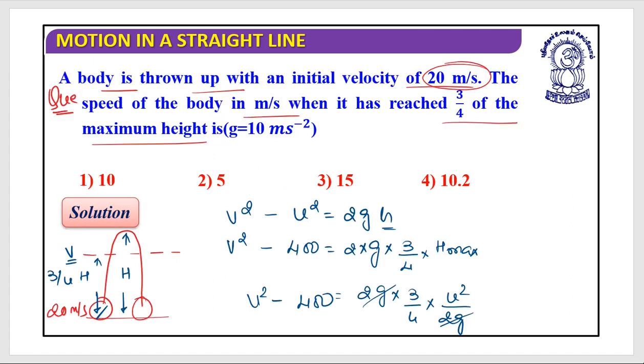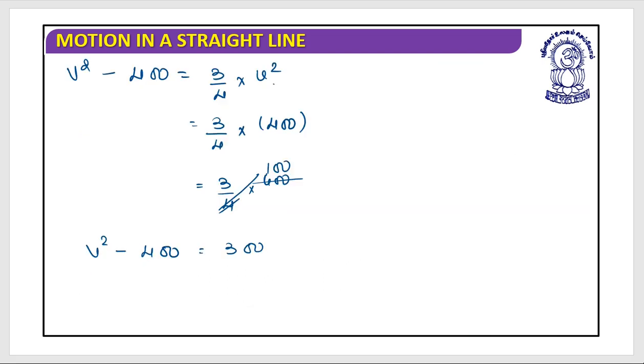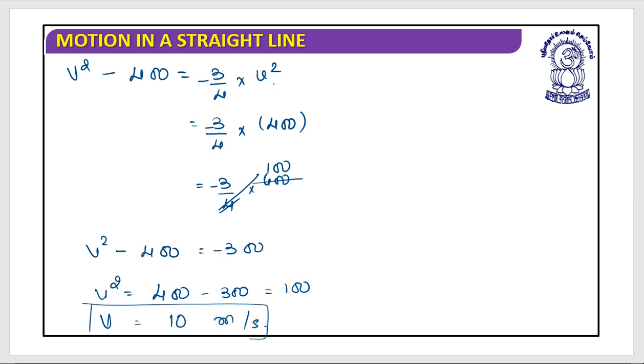One more thing. When it is moving in upward direction, g must be acting in downward direction. So I need to consider this g as negative. I hope those things are clear to you. As it is negative, if I solve this, v square equals 400 minus 300, which will give me 100. So this v should be equal to 10 meter per second. This could be the answer.